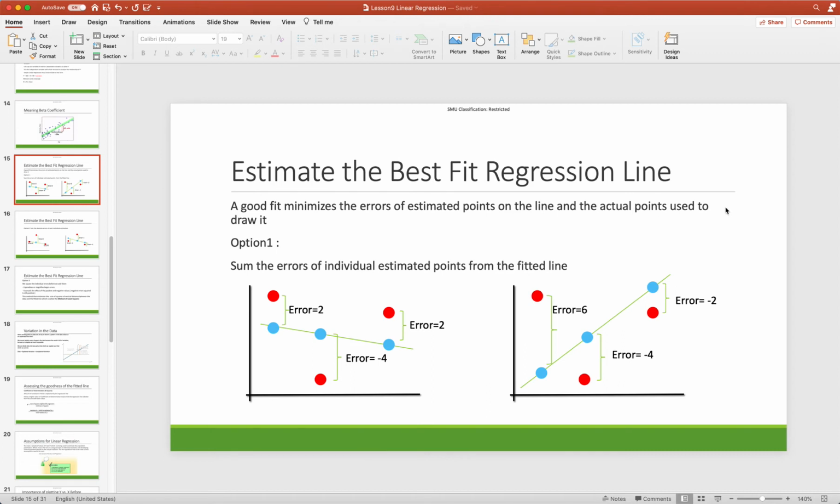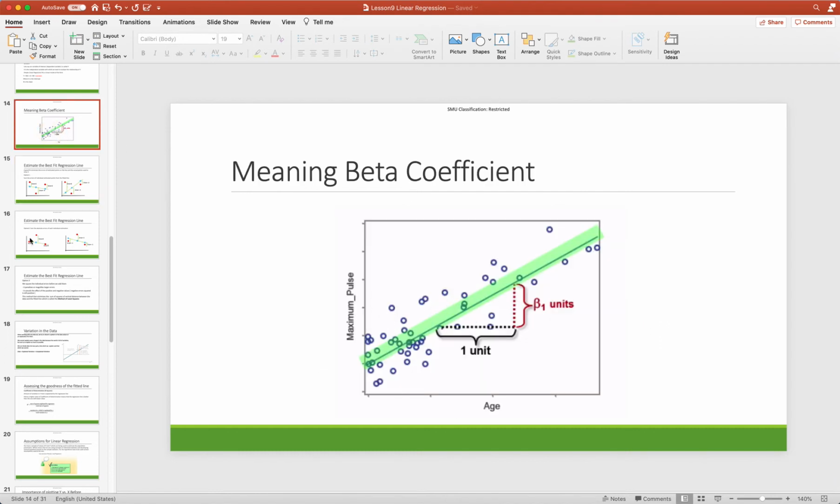Now I'm going to talk about something very important, which is how do you find out the line of best fit? Why do we need to find out the line of best fit? Let's try to understand that again. Now see, in this example, these are the data points that we had.